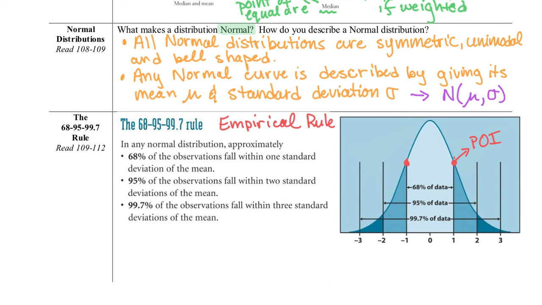So continuing on, we can see that two standard deviations, that is 95% of my data. So the overwhelming majority of my data falls between two standard deviations of each side of the mean. And then finally, three standard deviations is 99.7. I'm just going to say this right now. This is something you need to memorize. So memorize these three numbers, 68, 95, 99.7.